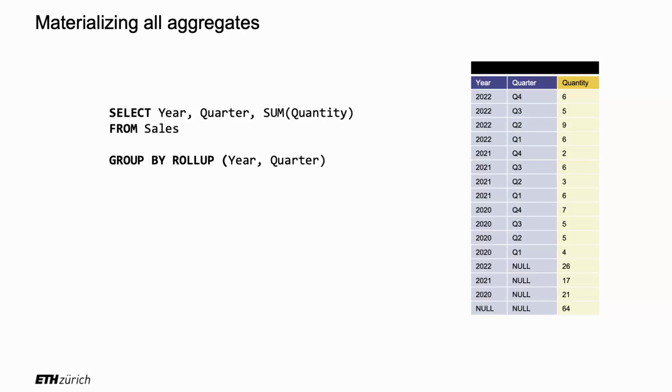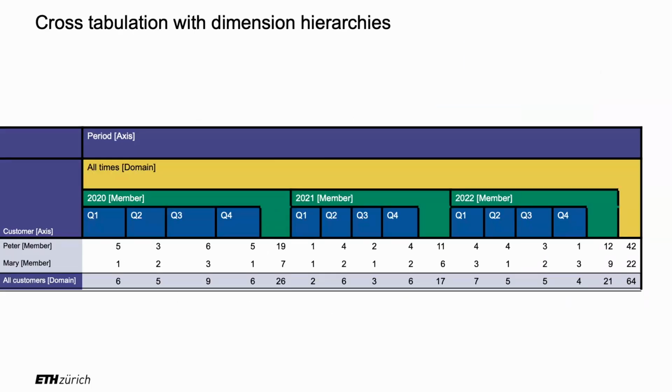Group by rollup has a wave from the right to the left that basically removes the levels one by one. If I have n keys in my rollup, how many grouping sets do I generate? N plus 1, exactly. 2 to the power of n for group by cube, n plus 1 for rollup. And that is how you generate this view right here. Just group by rollup.